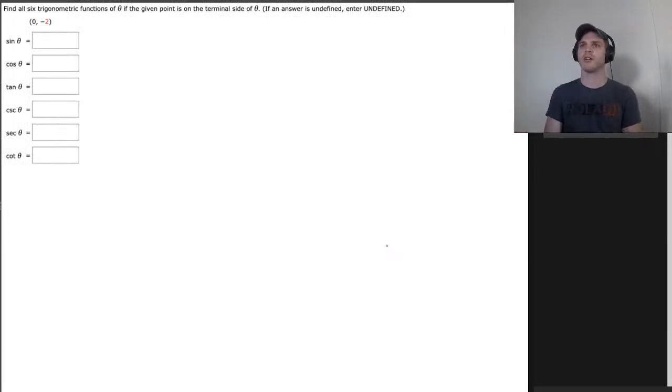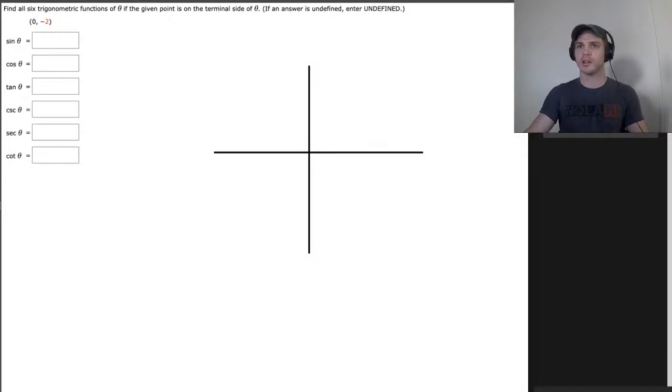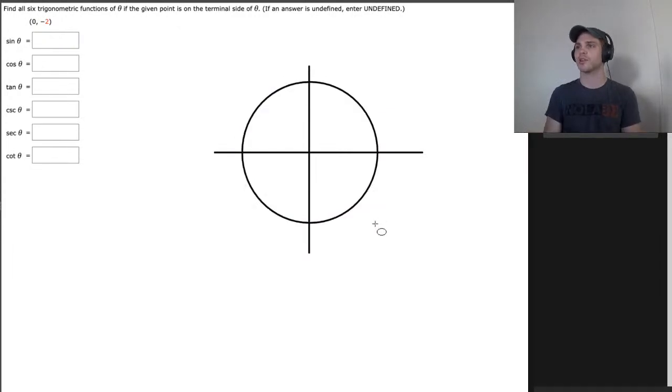Okay, find all 6 trigonometric functions of theta if the given point is on the terminal side of theta. Okay. So what do we know? All right, so let's imagine that we have a coordinate plane here. And that on this coordinate plane, we have a circle. It's centered at the origin. Just pretend that this is centered.